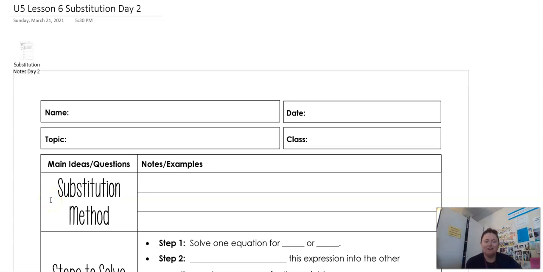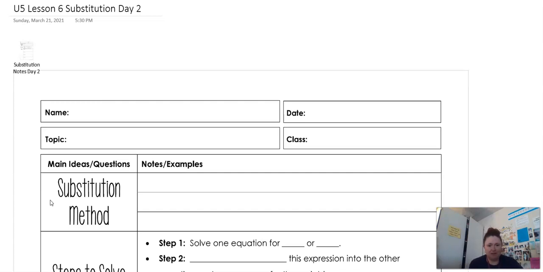Hey, it's Mrs. Conway. So now that you've practiced doing some basic substitution where you're just putting two equations together, we're going to do some slightly more complicated substitution where you're putting two equations together, but first you have to do some manipulations, or maybe you're actually substituting equations in for a whole letter instead.